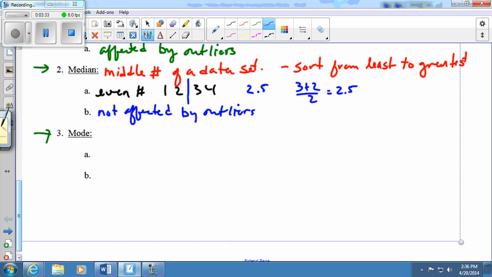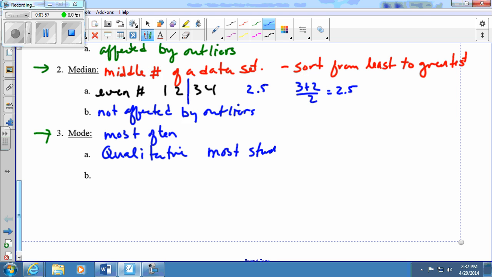This is the one that occurs the most often. It's the data value that occurs the most often. It's best used in qualitative data. Most students at SKC are female. If I say most students are female, I'm looking at the mode. I can't add up males and females. And remember, female is a category, so it is a qualitative piece of data.